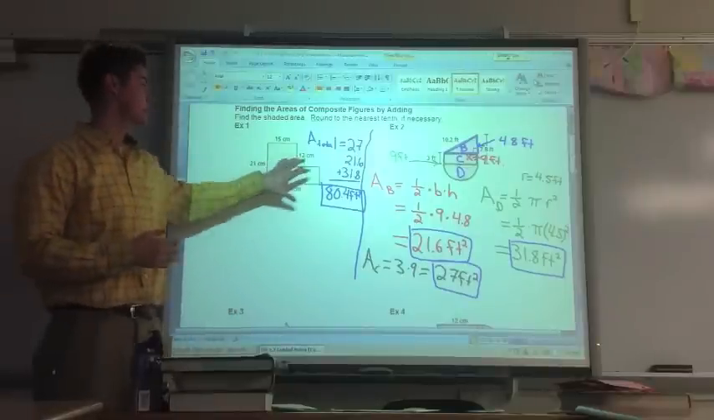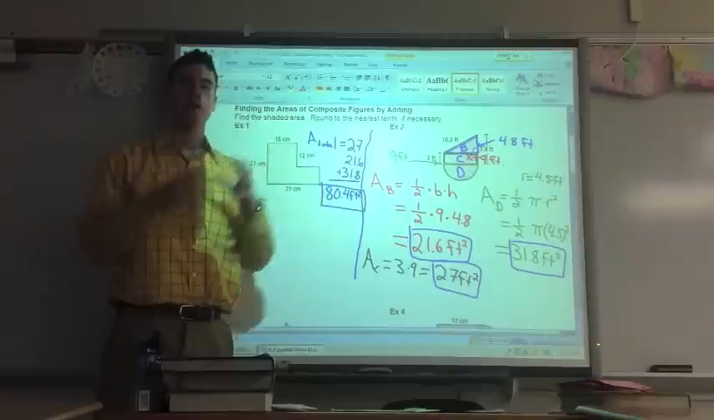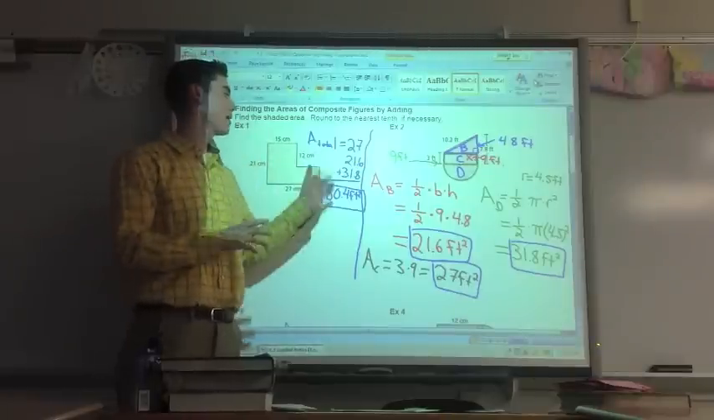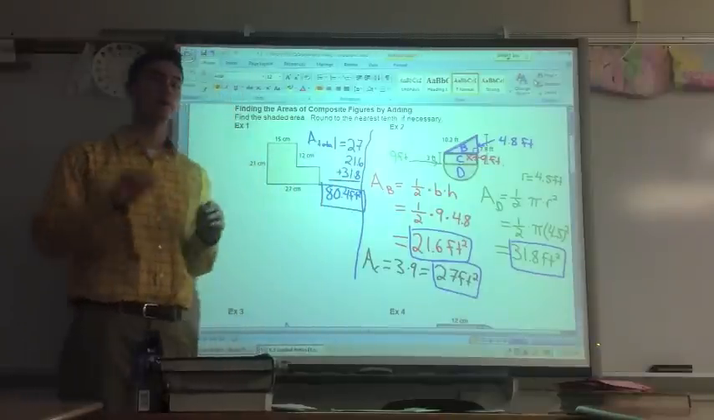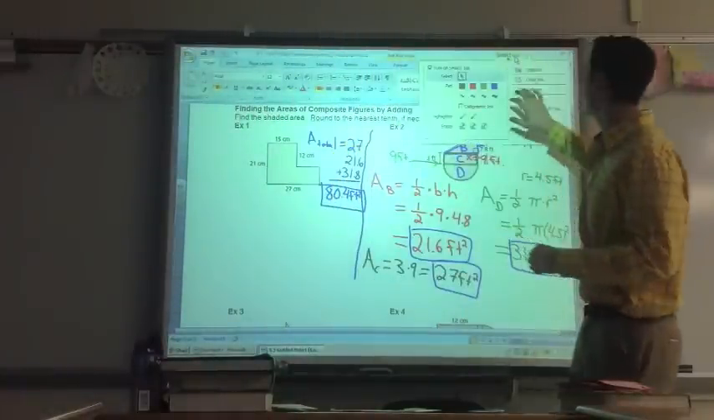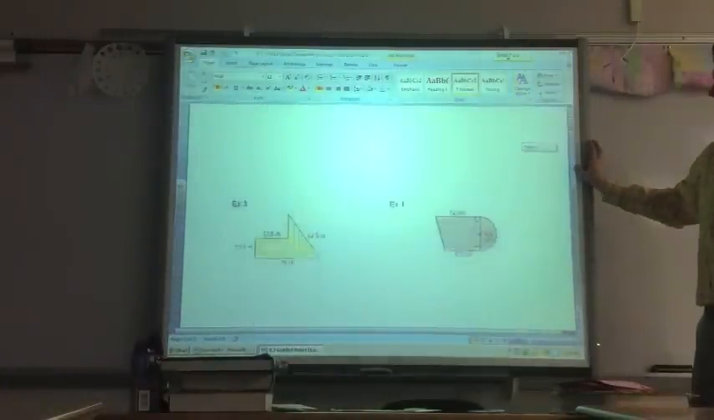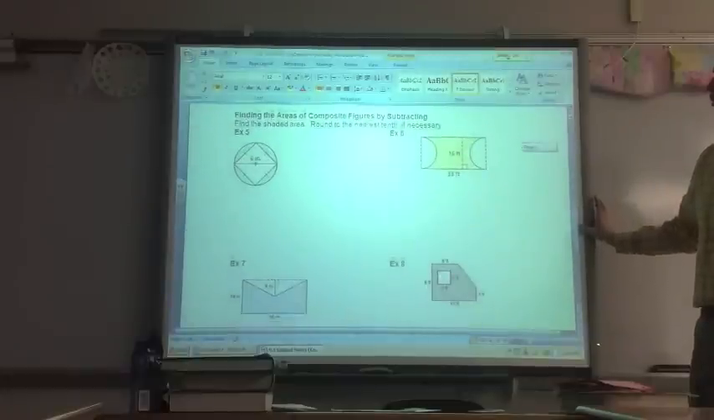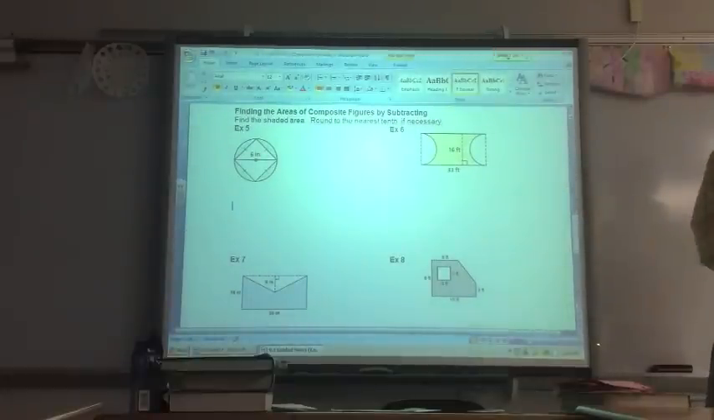Now these are examples of figures where we're adding areas together. However, there are cases where we have a shape where we're actually taking areas away. So rather than move on to the other examples, which we'll do in class, I'd like you to turn the paper over, and we're going to take a look at example numbers 5 and 6, which you can see in your notes.